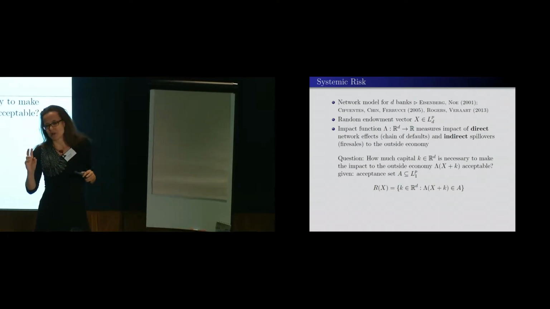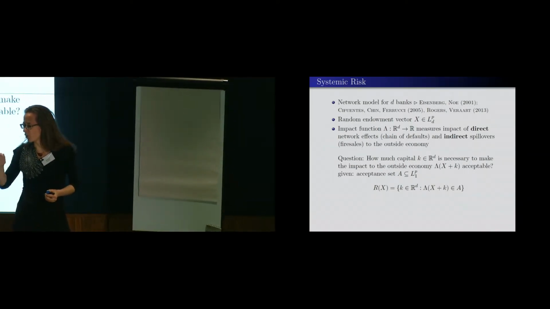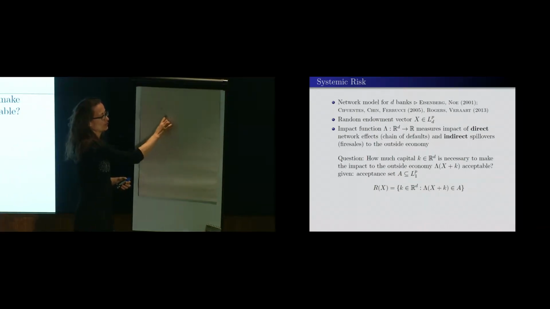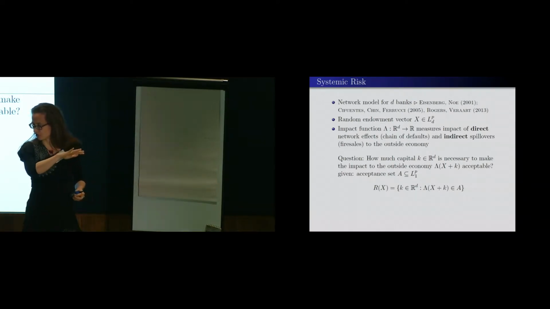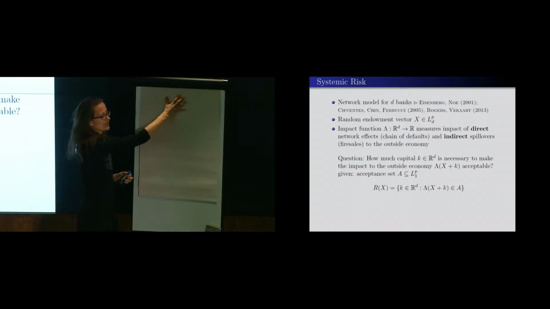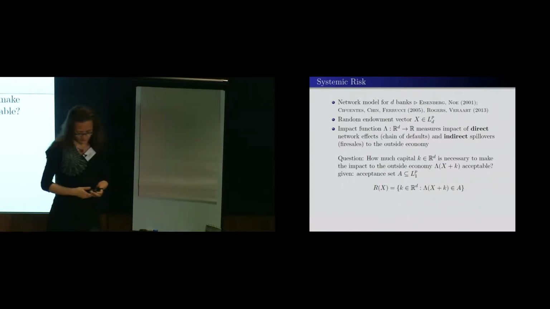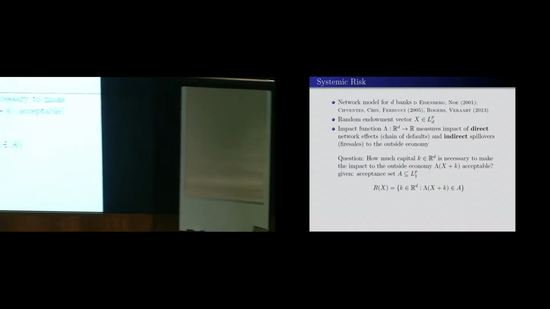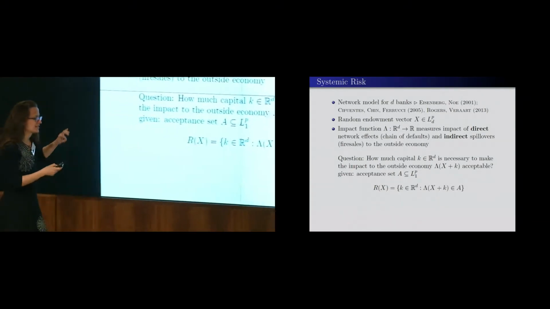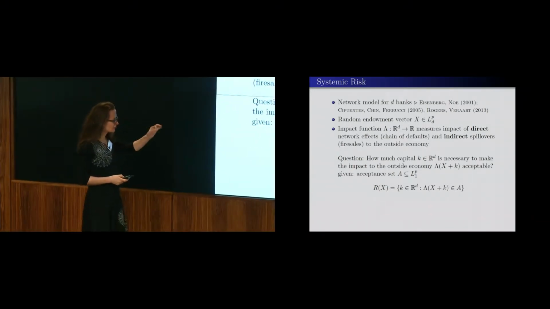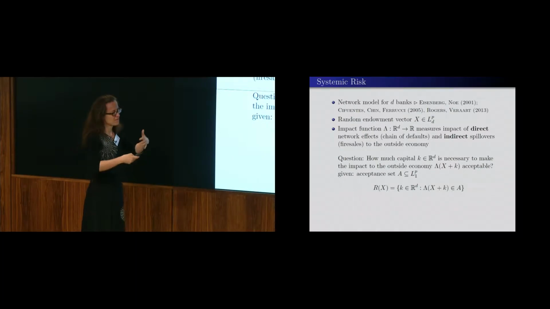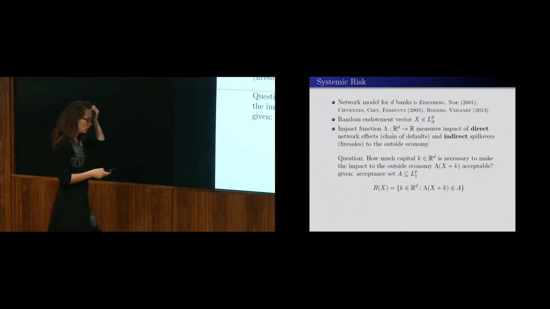At the end, for risk measures, we're usually interested in the smallest amount of capital that makes something acceptable. Here, the smallest amount would be something that is on this boundary, on the kind of efficient frontier. But it's easier to work with the whole set, so everything above would also be part of my risk measure. Okay, so this is just a small motivation to see where a multivariate function naturally pops up when we talk about systemic risk.